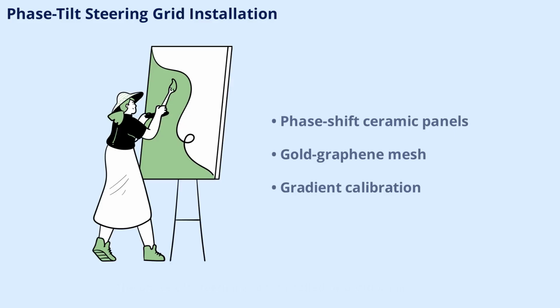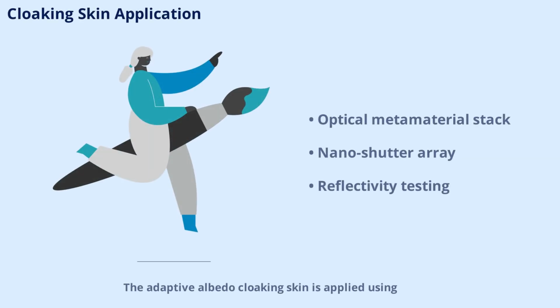The phase tilt steering grid is installed by positioning phase shift ceramic panels and overlaying a gold graphene mesh. Gradient calibration is performed to ensure linearity and minimal deviation, enabling precise control of the steering wavefront. This subsystem is crucial for agile maneuvering and coordinated fleet operations. The adaptive Albedo cloaking skin is applied using multi-layer optical metamaterial deposition and nano-shutter array installation.